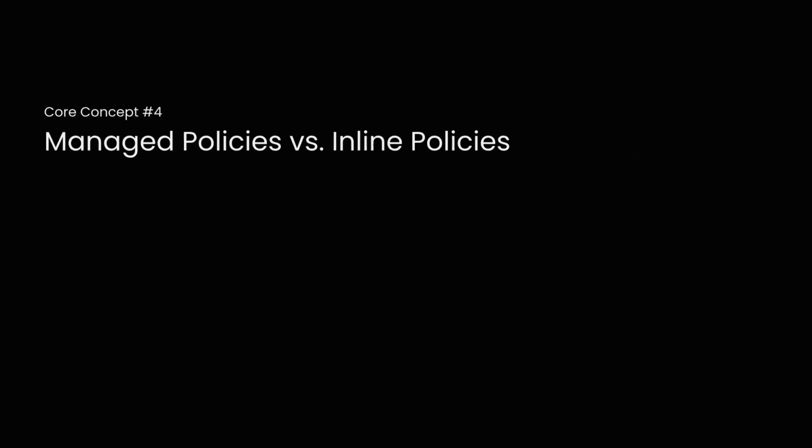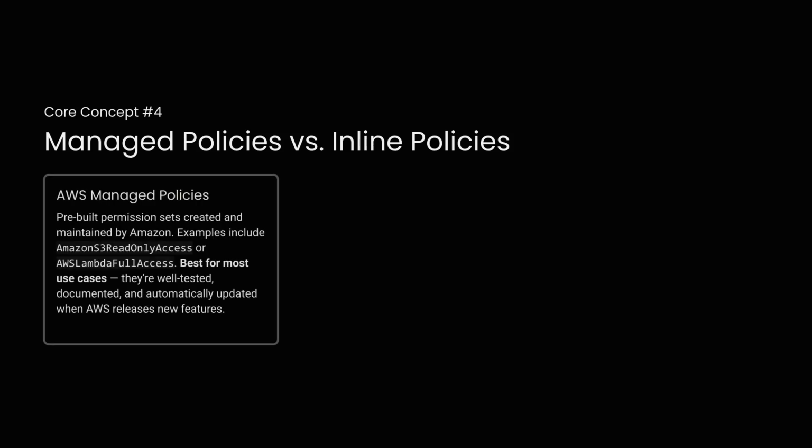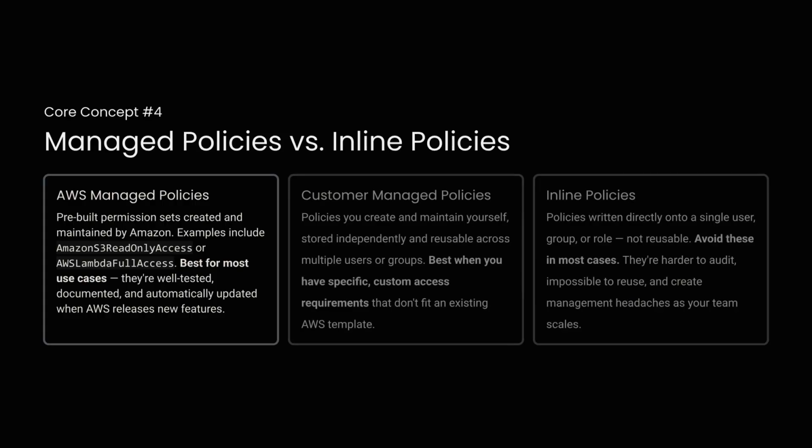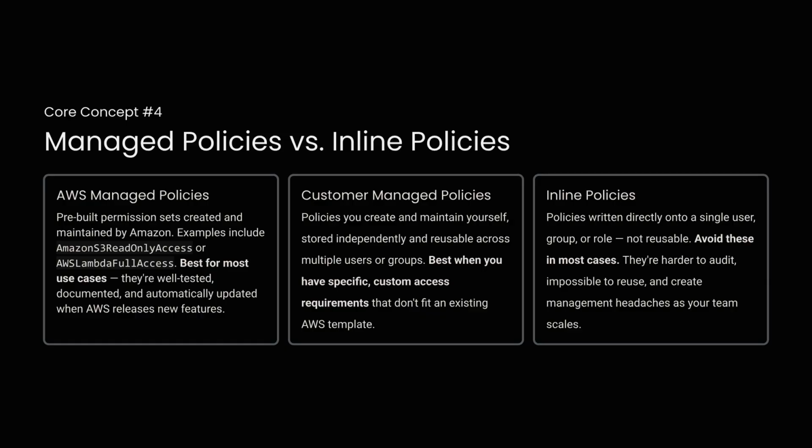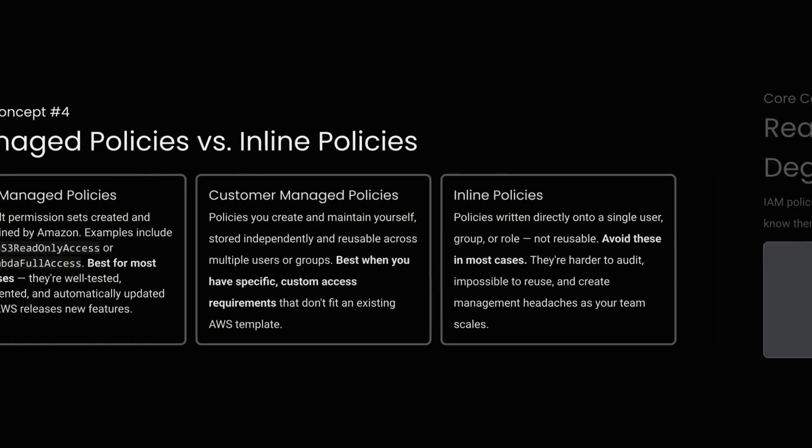Core Concept 4 covers policy types. AWS-managed policies are pre-built, well-tested, and updated by Amazon, best for most use cases. Customer-managed policies are self-maintained and reusable for custom requirements. Avoid inline policies, which are written directly onto a single entity, making them hard to audit and reuse.